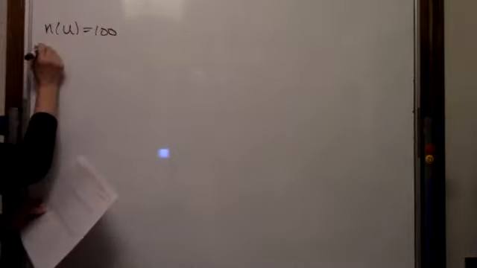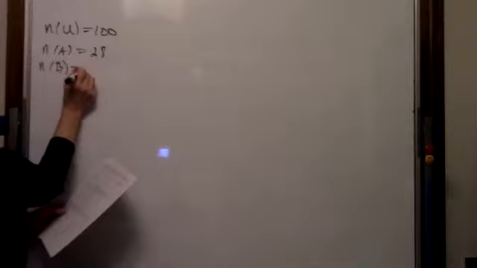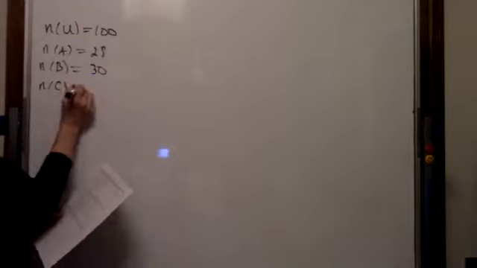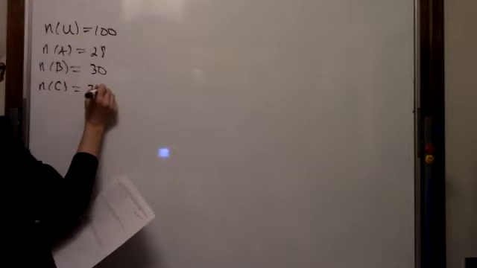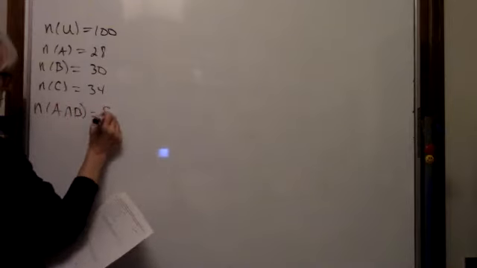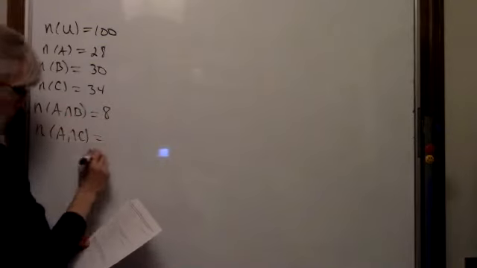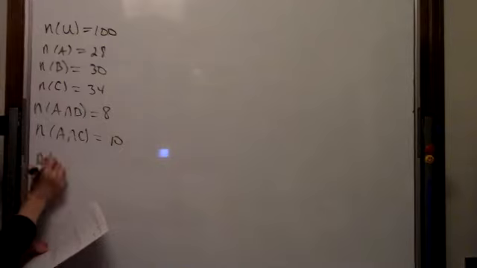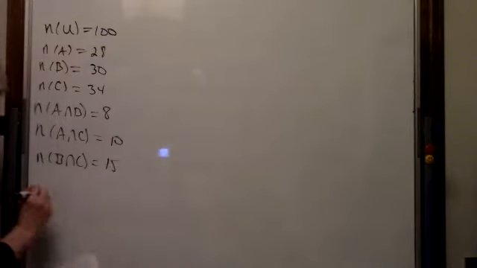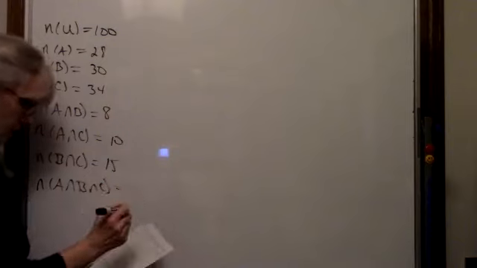The number in A is 28. The number in B is 30. The number in C is equal to 34. The number in the intersection of A and B is 8. The number in A intersect C is 10. The number in B intersect C is equal to 15. And then finally, the number in A intersect B intersect C is equal to 5.